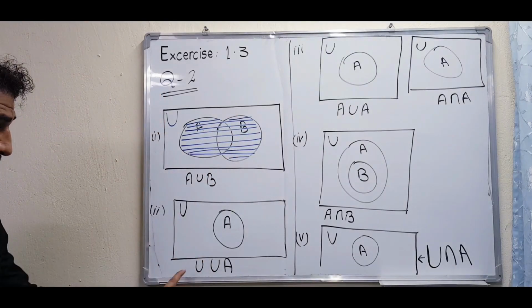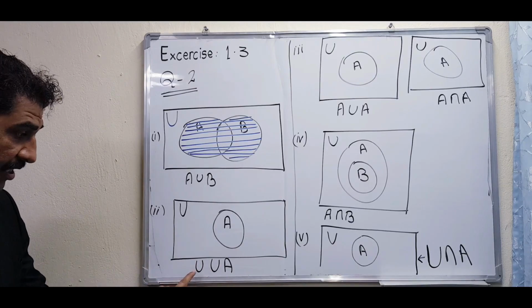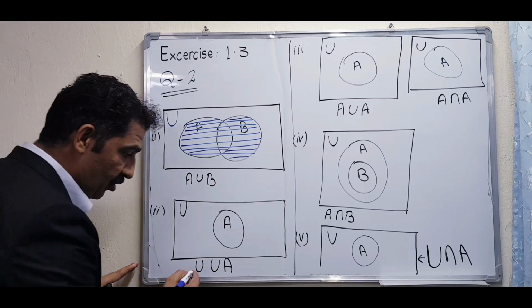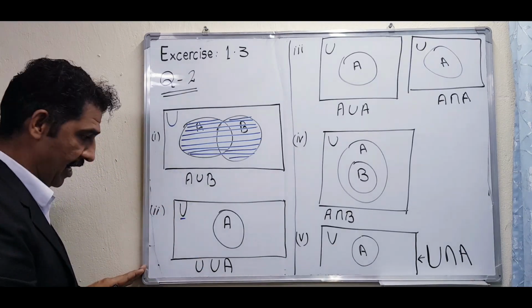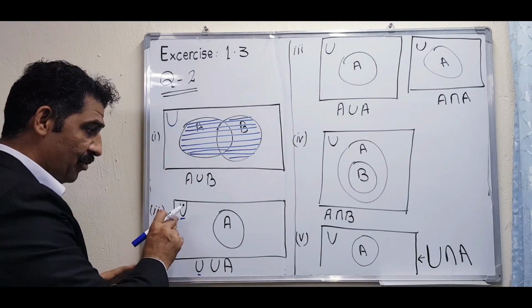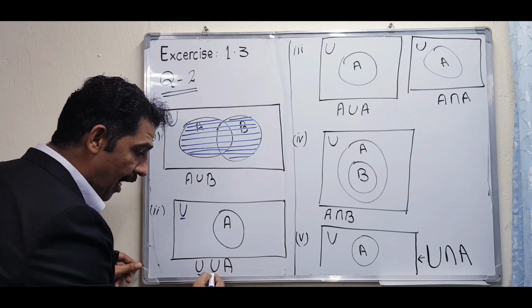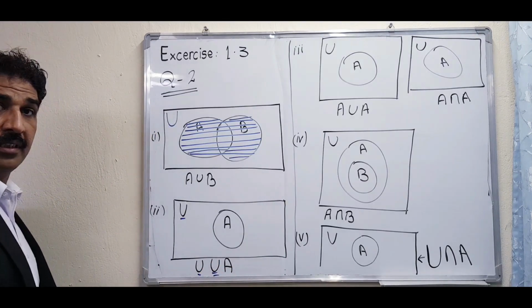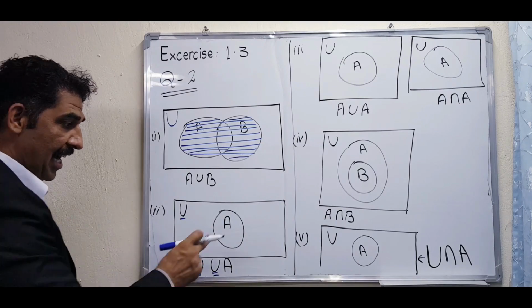And also here, this U is not the universal set, it is the union symbol. This U indicates the universal set, the biggest set. This U indicates the operation between them. Which operation? Union. And this is set A.